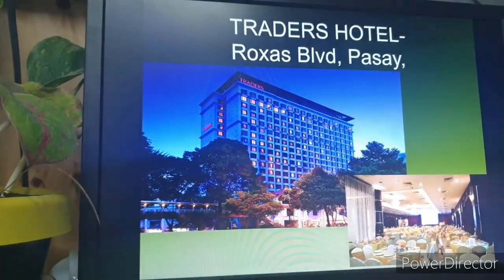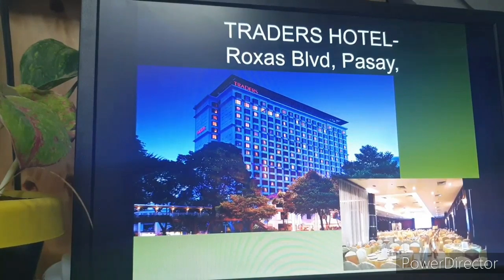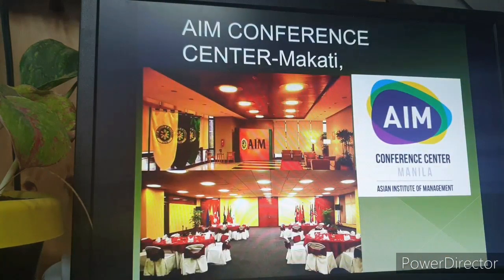Okay, so I'll give an example of some of the convention hotels here in our country. Traders Hotel is located at Roxas Boulevard in Pasay. AIM Conference Center is located in Makati. What does AIM mean? Asian Institute of Management. AIM Conference Center.